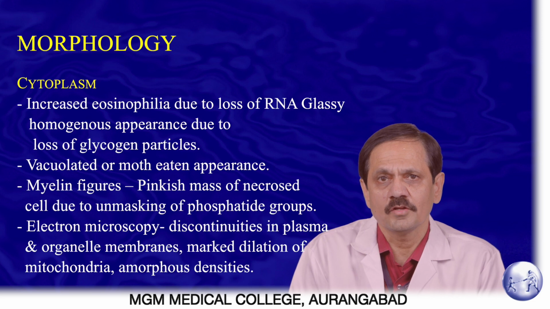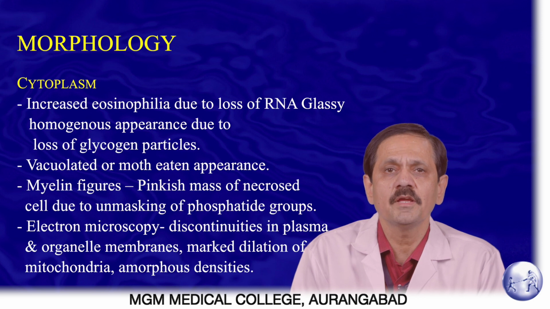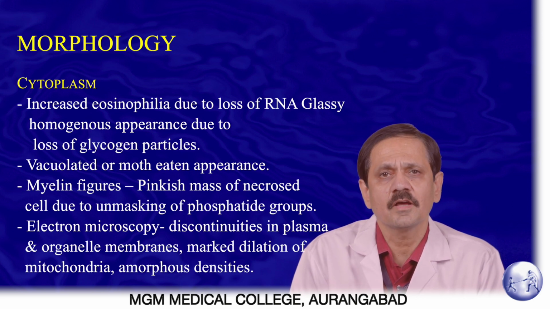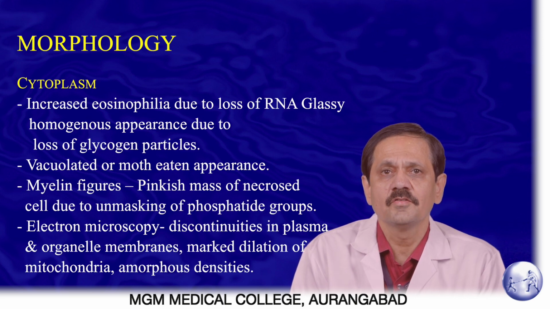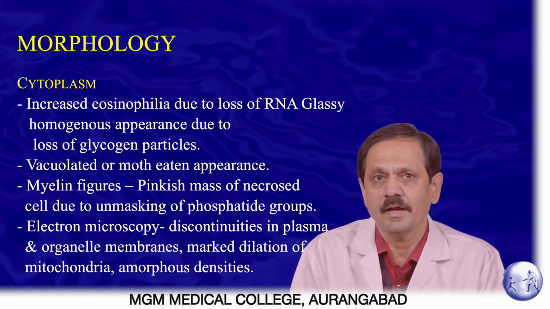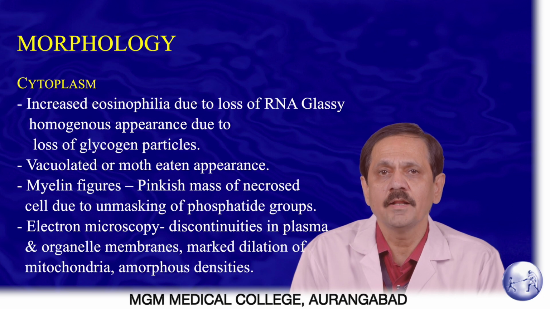Now, this is because it attracts the eosinophilic stain, it looks like pinkish structures. So, a pinkish hyalinized eosinophilic structure is a characteristic feature of the cytoplasmic changes in necrosis. Second, cell bursting occurs because of damage to the cytoplasmic membrane. And third is the formation of myelin figures. These myelin figures are nothing but unmasked phosphatides that lead to the formation of the myelin figures.